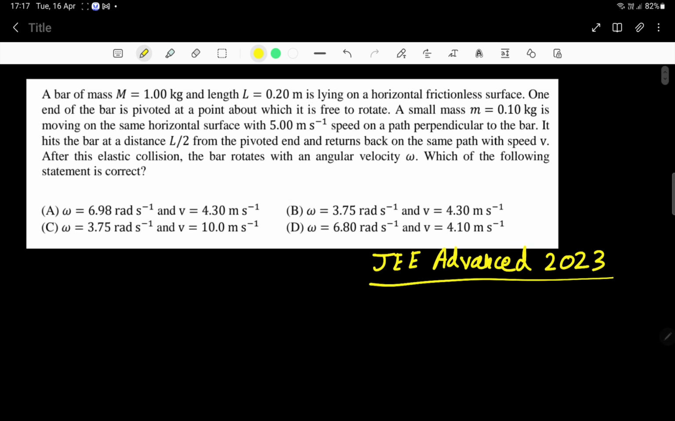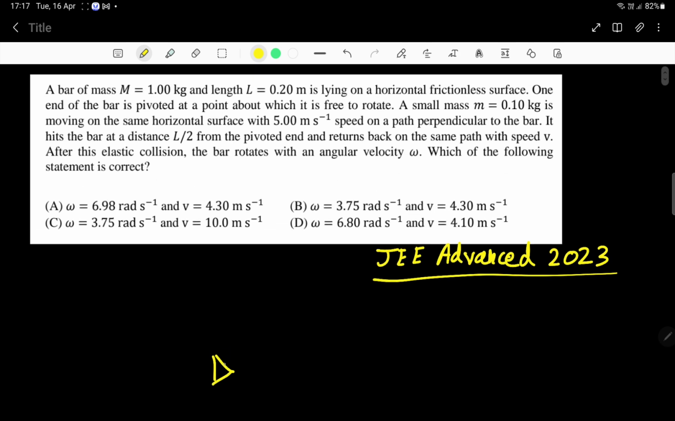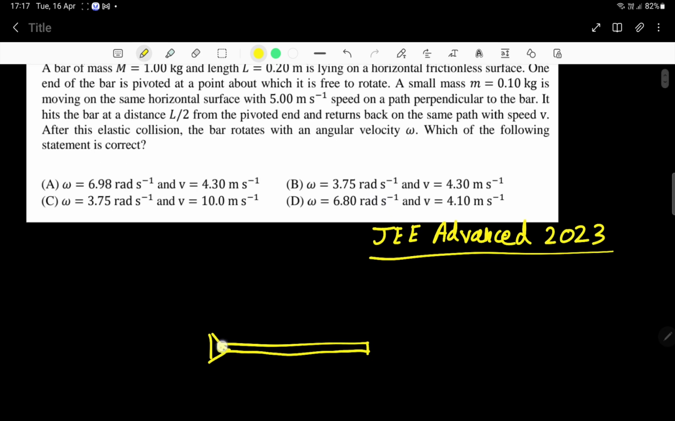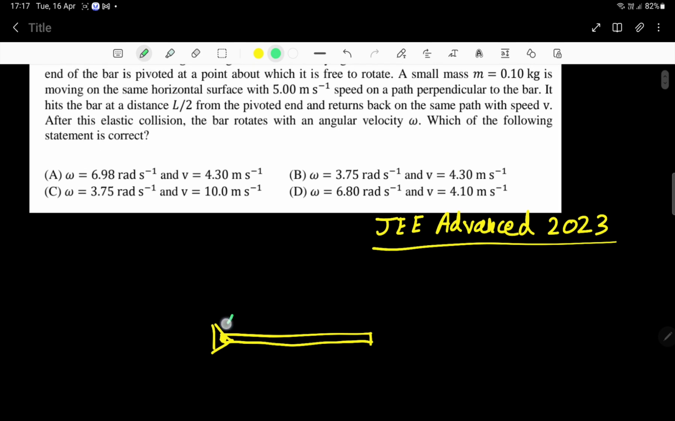A bar of mass m is equal to 1 kg and length L is equal to 0.2 meters. So let's make this into a diagram. A bar of mass m. So let this be the bar. The bar is pivoted at a point. So here is the pivot, about which it is free to rotate. So this is the length of the bar, L.